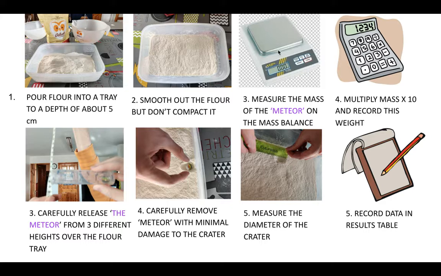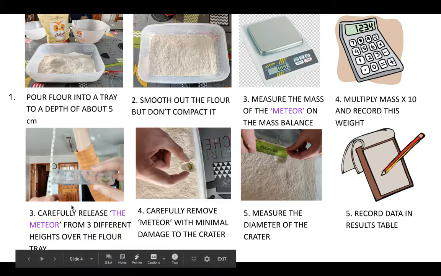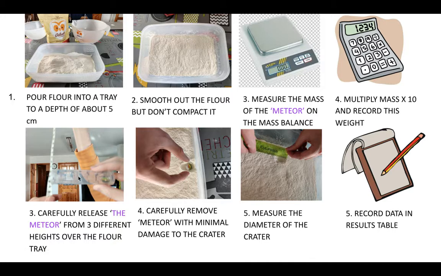So if you can do steps 3 and 4, then move on straight away onto this step here. What you're to do then is release the meteor from 3 different heights over the flour tray. For example, here I've made sure that this ball will roll out of this tube rather than just dropping it, because I don't want to accelerate the ball myself. I want it to fall naturally at its own speed, so that I won't just throw it down and affect it. I want a fair experiment.